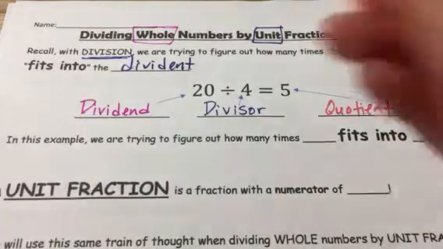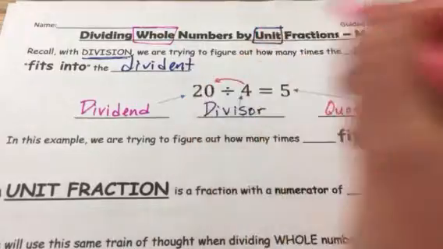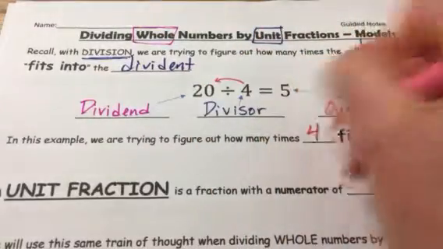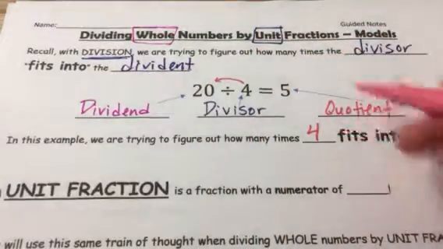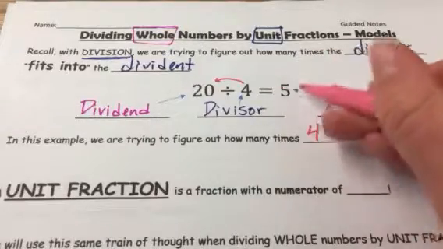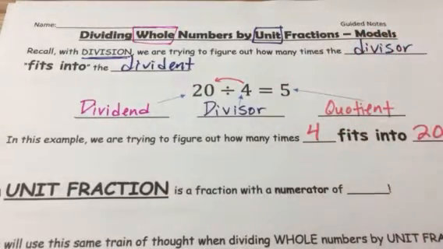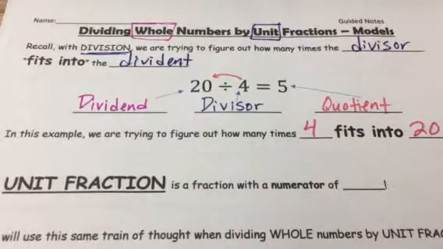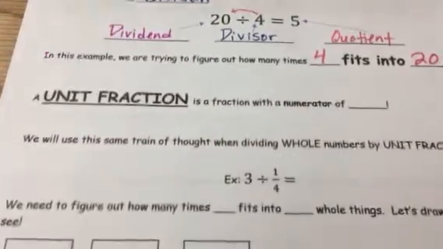So in this example in particular, we're trying to figure out how many times 4 fits into 20. And what we're going to find is that it fits in 5 whole times, which is why that is our answer. Now there's other ways to think about division, but we're going to use this train of thought for today because it's going to help us with our unit fractions.